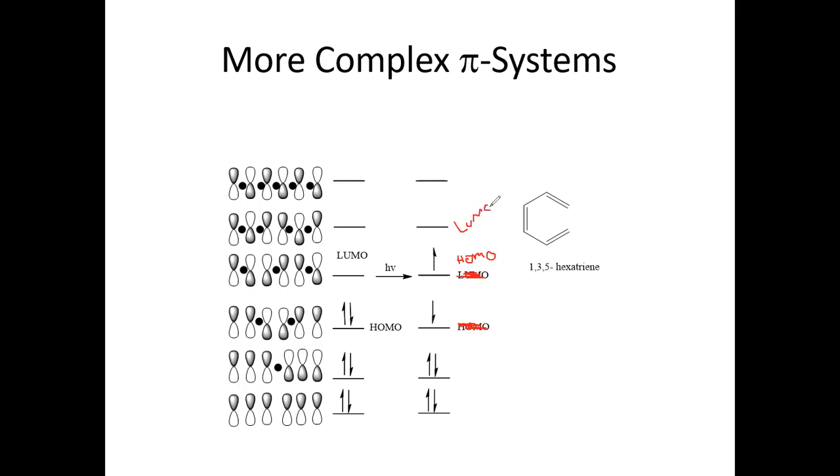And the way you get to the excited state is to irradiate that compound with UV light, right? Add energy to move that electron from one orbital to the next. And this is it again, 1,3,5-hexatriene, an example of a 6-pi extended conjugated system.